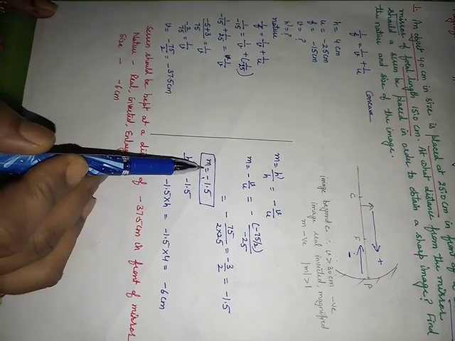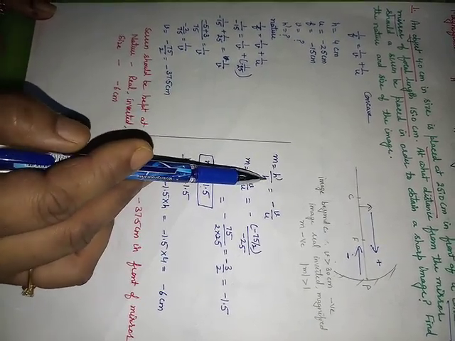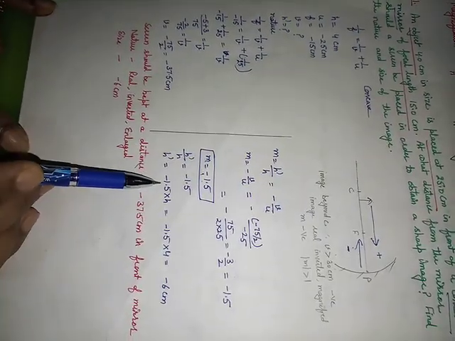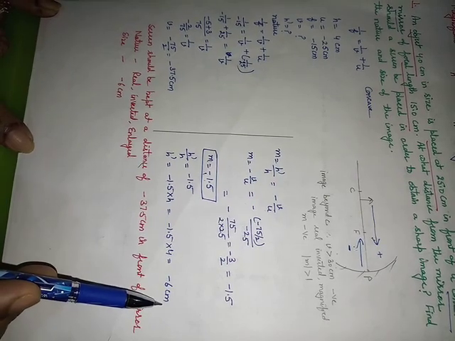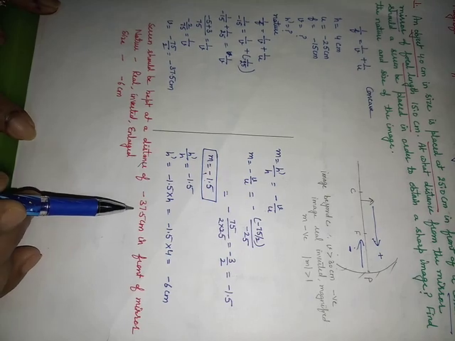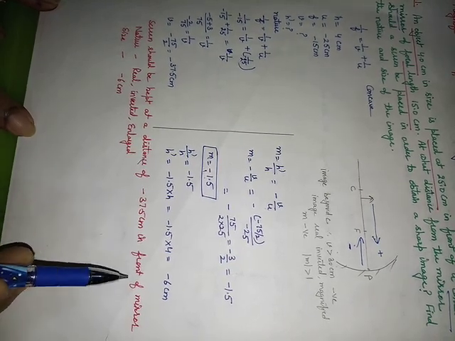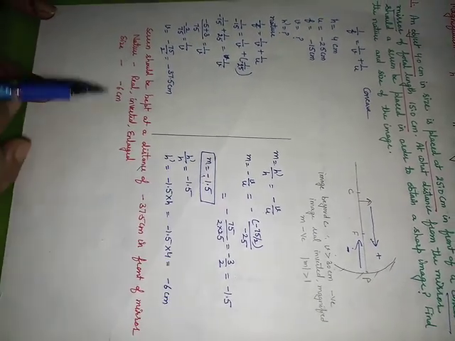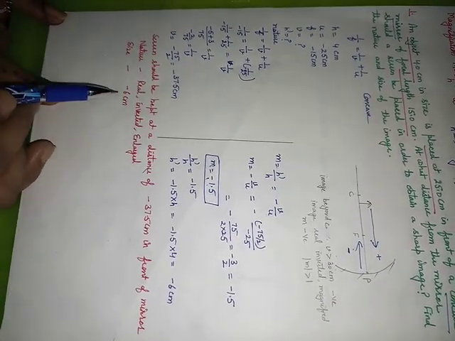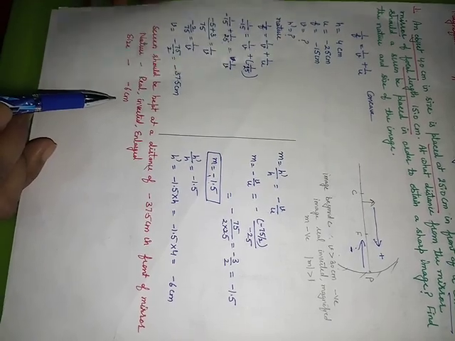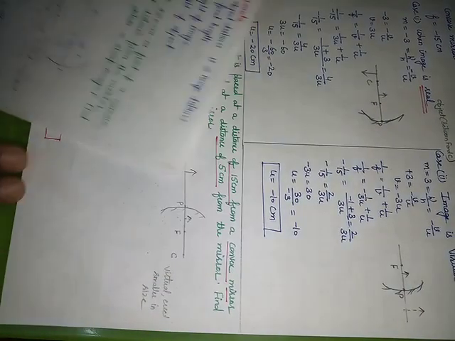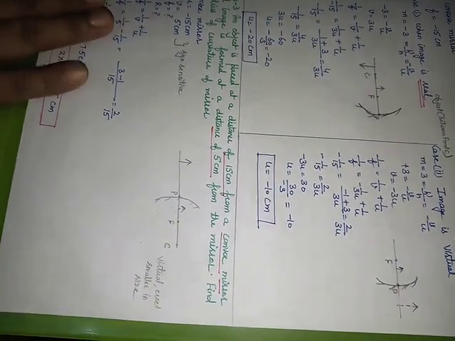If I use the relation m is equal to h dash upon h, and put the value of m as minus 1.5, h dash will come out to be minus 6 centimeter. So your answer will be: the screen should be kept at a distance of 37.5 centimeter in front of the mirror. The nature will be real, inverted and enlarged, and the size comes out to be minus 6 centimeter. Let us do one or two more questions related to concave mirror and convex mirror.